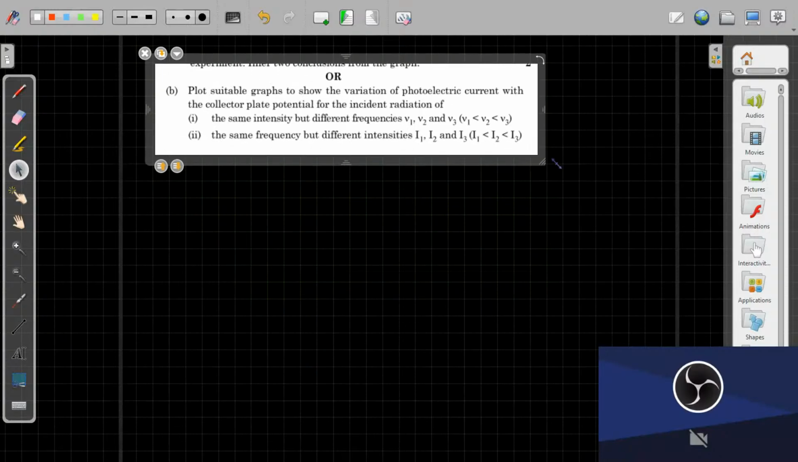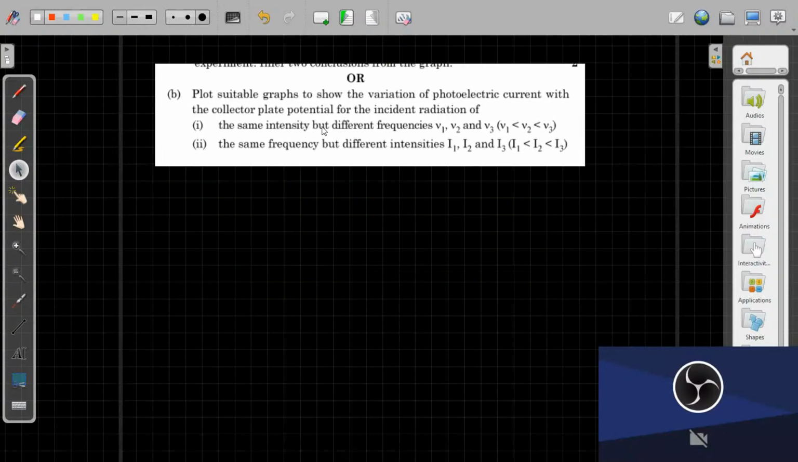So, plot a suitable graph to show the variation of photoelectric current with the collector plate potential for the incident radiation. Again, before we proceed, let us revise it. If you remember, the photoelectric effect is the phenomenon of ejecting electrons from a metal surface by incident light of suitable wavelength on a photosensitive material, and consequently you get a current called photocurrent.